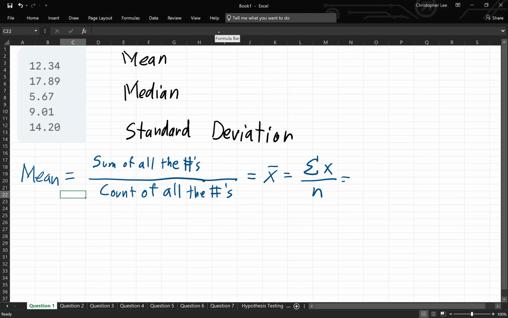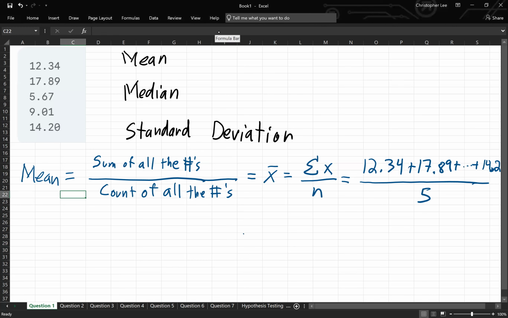All right, let's do this. So I have 12.34 plus 17.89 plus, skip a few, all the way down to the 1420. I'm going to say 14.2 just because of space, but you guys get the idea. 14.2, right? I'm going to divide it by how many? Five. Okay, good.